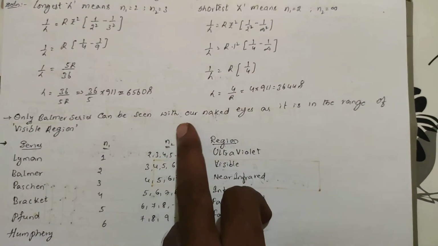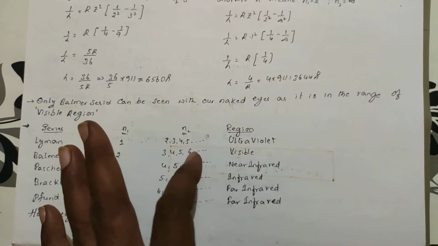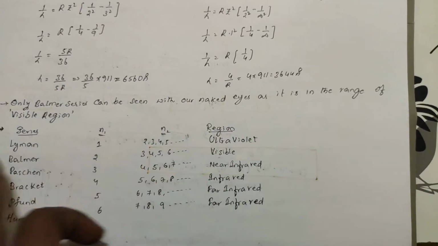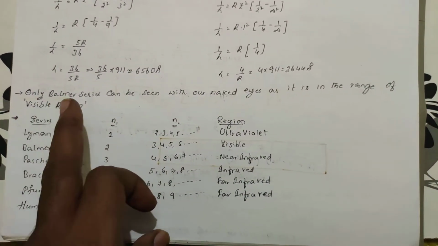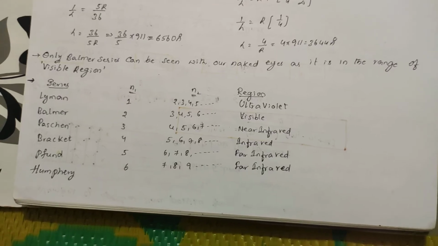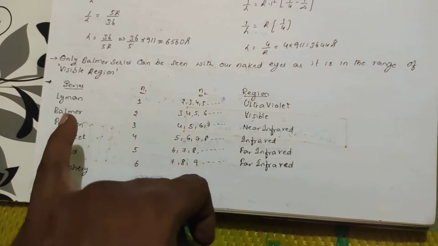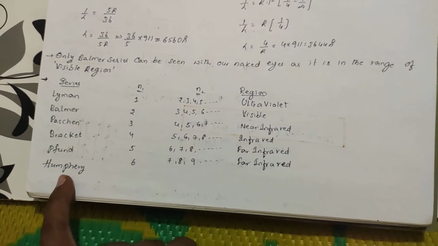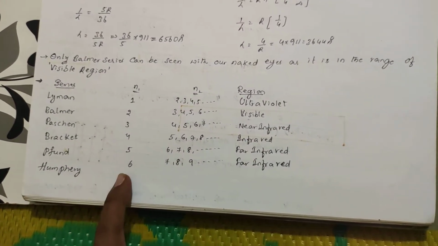So we have talked with respect to 5 series, right? Only Balmer can be seen with our naked eyes, as it is in the range of the visible region. So all the sets that I have discussed at the top, Lyman, Balmer, Paschen, Brackett, Pfund, we are only having up to here, and there is one more series called the Humphreys series, where n1 is equal to 6.